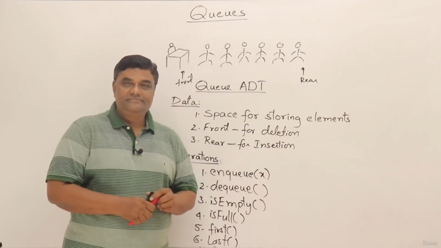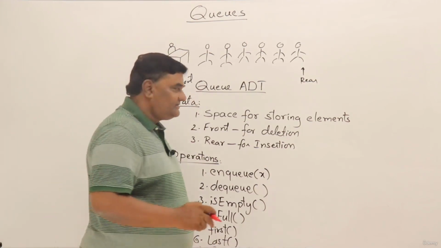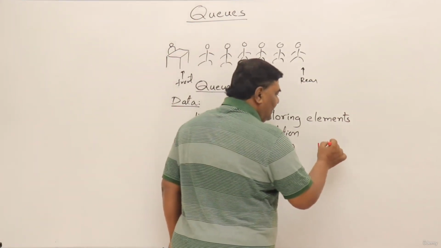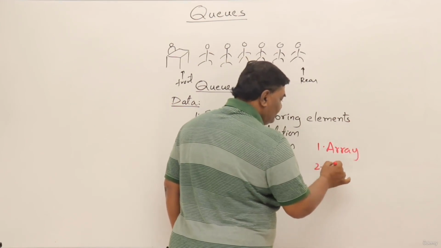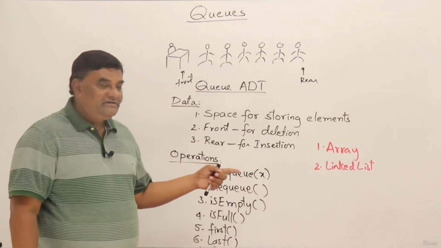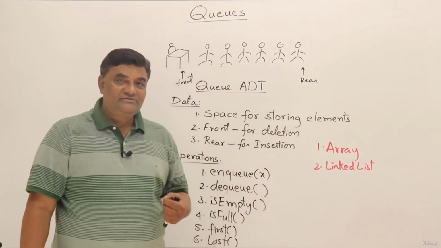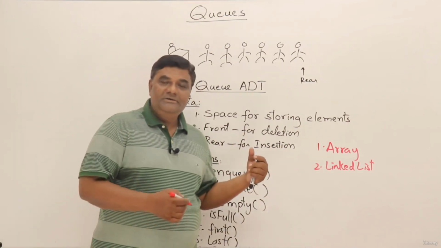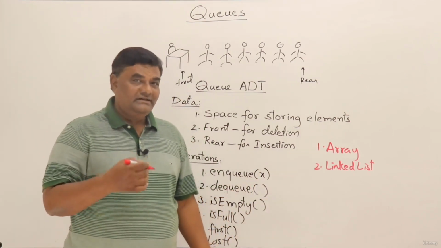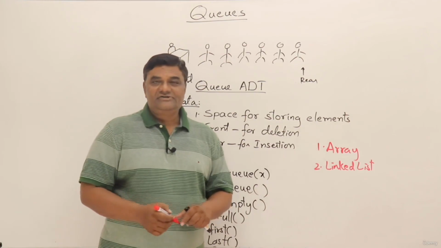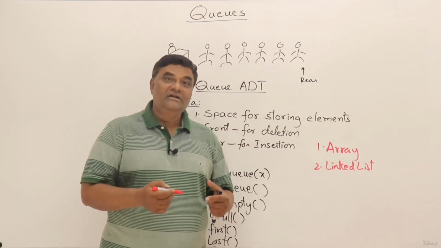Now next, a queue can be implemented using two physical data structures, that are array and linked list. So a queue can be implemented using either of these two data structures, array as well as linked list. So we have to learn how to implement a queue using an array, then how to implement a queue using a linked list. That's all in the introduction. In the next video we will learn how to implement a queue using an array.